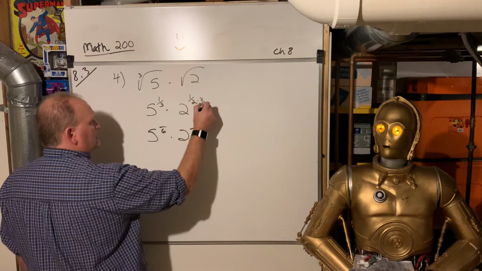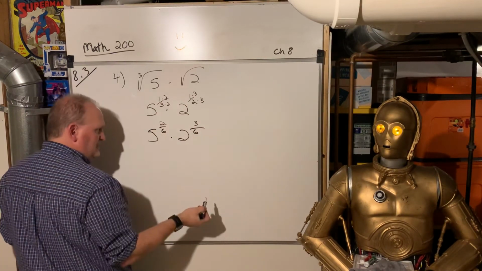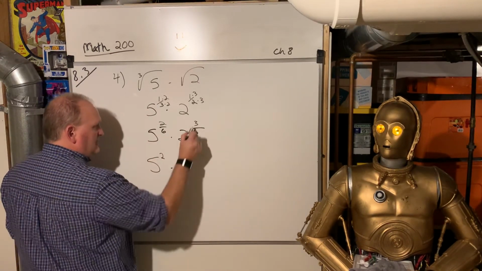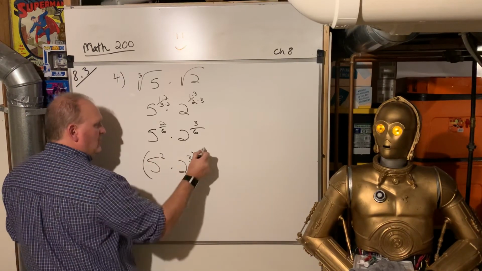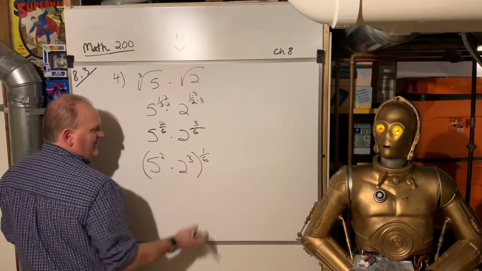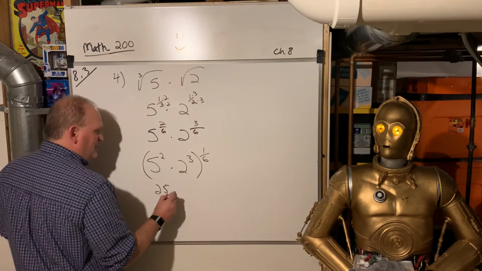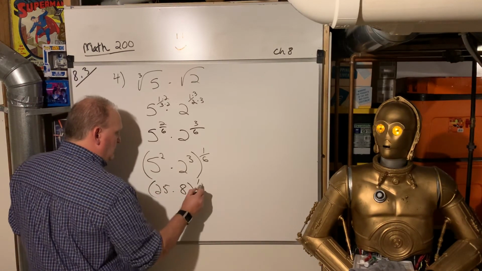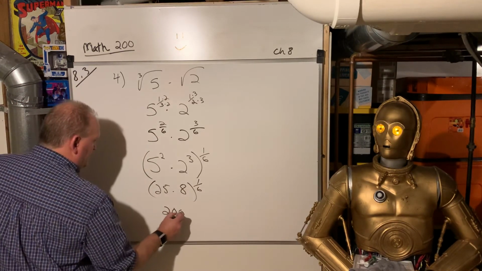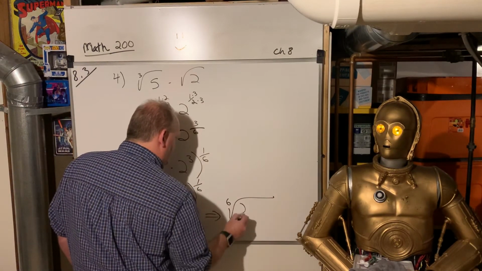Okay, and so this is 3/6, and this is 2/6. And now what I can do is leave the squared there and leave the cube there and take it all to the 1/6 power, like factor out a 1/6 kind of on the exponent. Now I can evaluate these. This is 25 times 8 to the 1/6 power, and then 25 times 8 is 200 to the 1/6 power, and then that is the 6th root of 200.